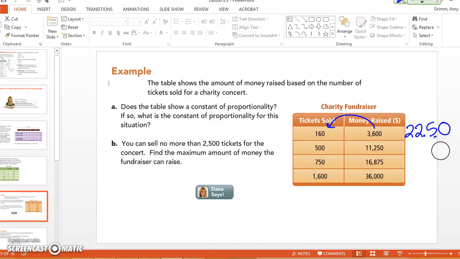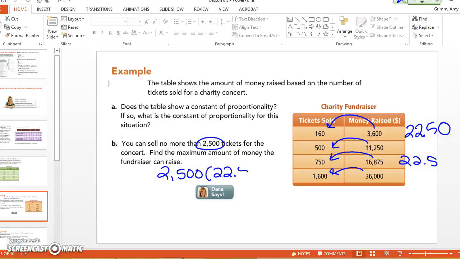Okay? All right. So now, let's go back over to our question. So does the table show a constant of proportionality? I would divide each one of these, and each one of these does come out to be $22.50. You would always want to check them all. And then it says you can sell no more than 2,500 tickets. Find the maximum amount of money you can make at your fundraiser. Eva. So then you're going to take 2,500 times 22.50. And so if I do that, what do I get? $56,250.